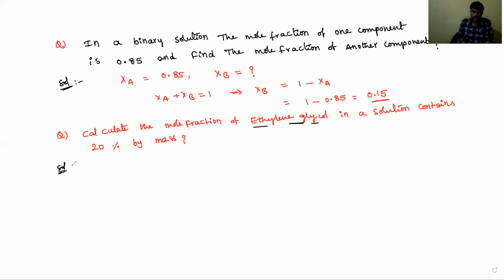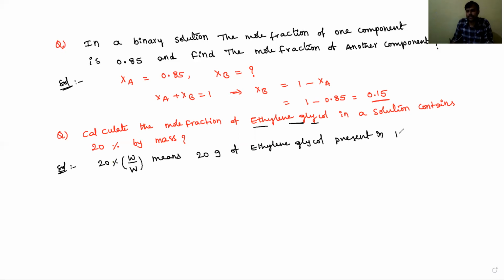Okay, then first listen carefully, dear students. Ethylene glycol, 20% by mass means 20% weight by weight, means 20 grams of ethylene glycol present in 100 grams of solution. Okay, total 100 grams of solution is there, in which 20 grams of ethylene glycol is present.